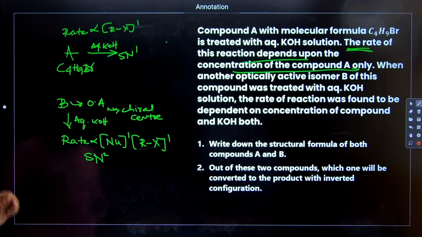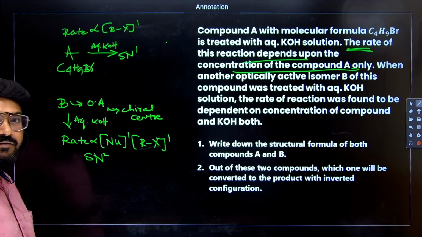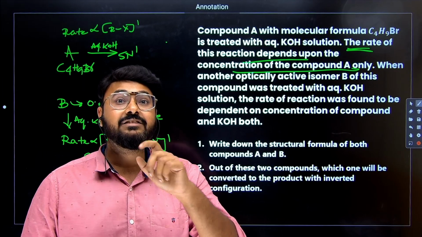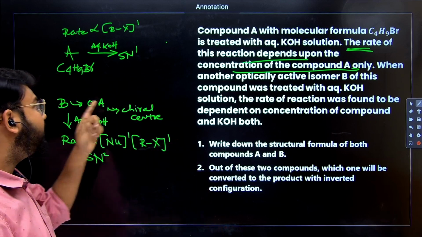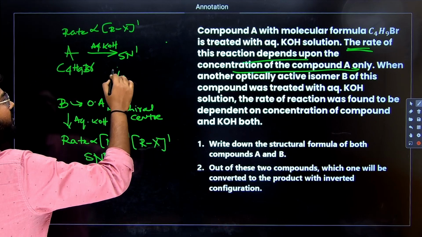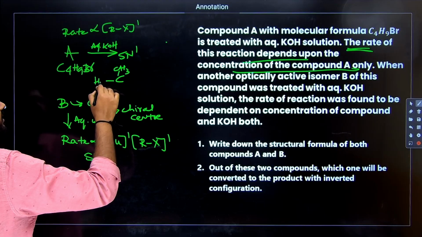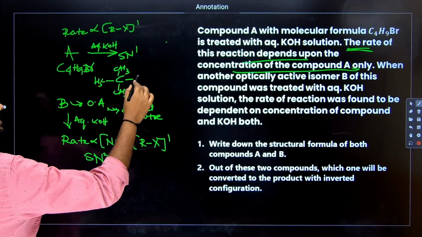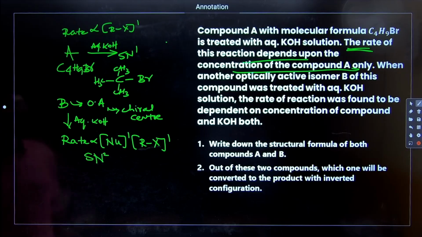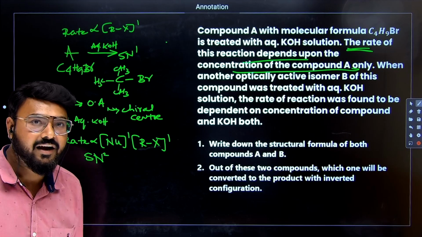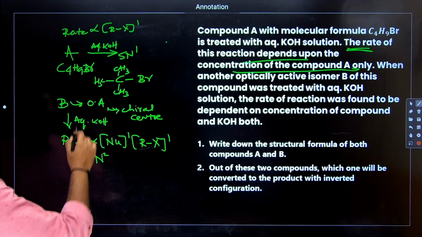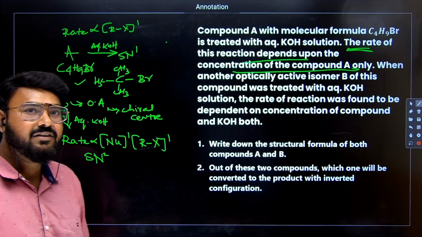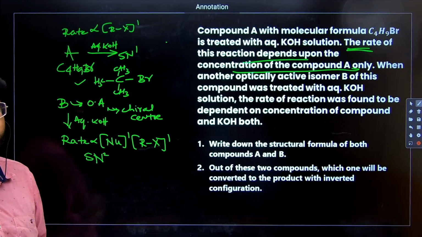Okay. So C4H9Br. We know SN1, who gives the fastest SN1? 3-degree alkyl halide. So we will take a 3-degree alkyl halide here. Let's try to make tertiary butyl bromide. So this has to be our isomer A. You can see that it has 4 carbons and 9 hydrogens with a Br. So this is our isomer A. Why have we taken 3-degree, why have we not taken n-butyl bromide?